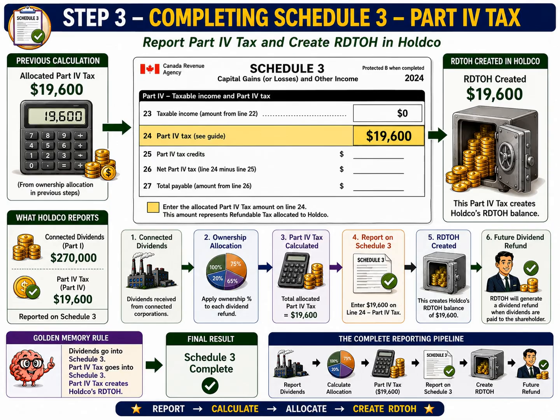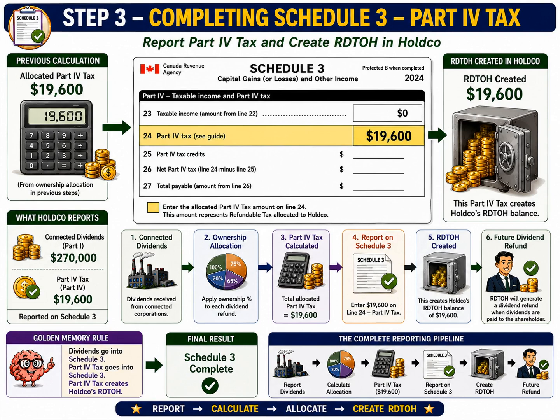Many students mistakenly think that Part 4 tax is simply another corporate tax expense. But in reality, Part 4 tax serves a much larger purpose. It creates Holdco's refundable tax balance. As soon as the $19,600 of Part 4 tax is reported, Holdco establishes an RDTOH balance of the same amount.